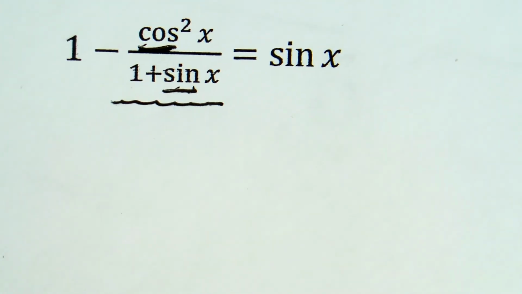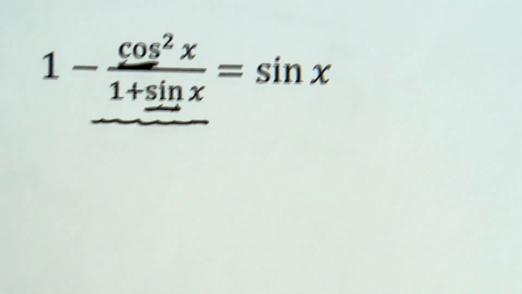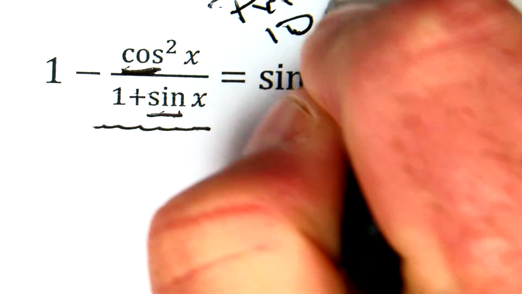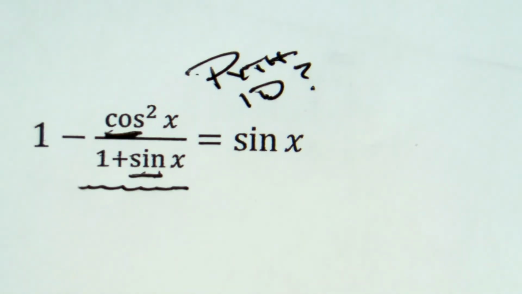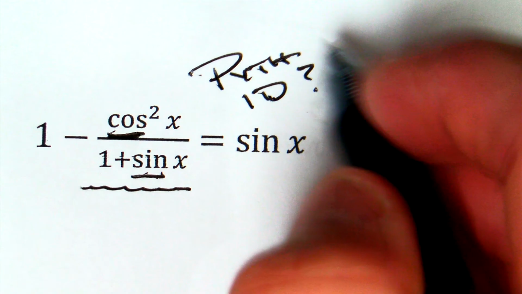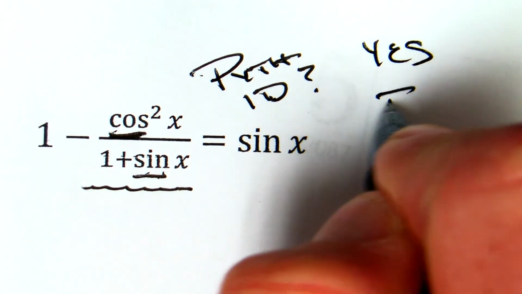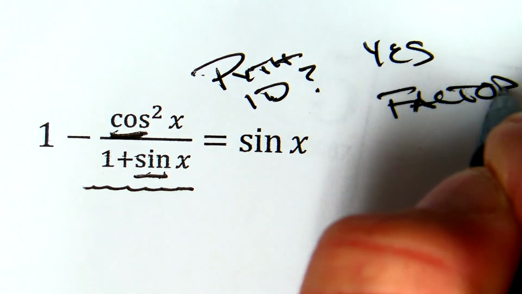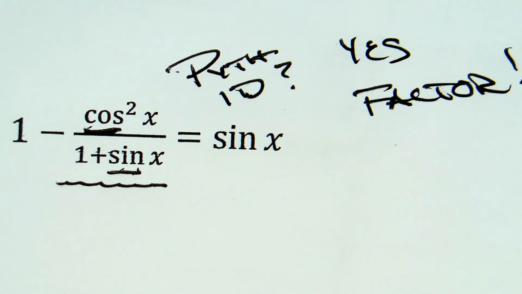Okay. So, again, we're looking at a fraction. What you want to ask yourself is, is there a Pythagorean identity that involves both? The answer to this one is yes. When the answer to that is yes, you are going to factor.